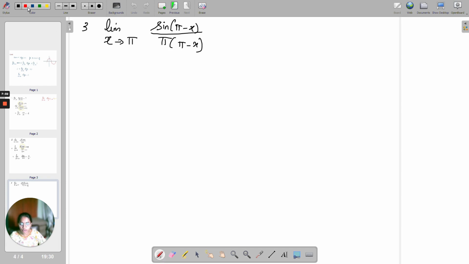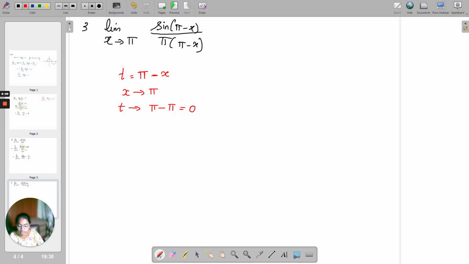Let me use the substitution method. Let me take, for example, t is equal to pi minus x. So since x tends to pi, t would tend to pi minus pi. In the place of x, I'm substituting pi, which is equal to 0.